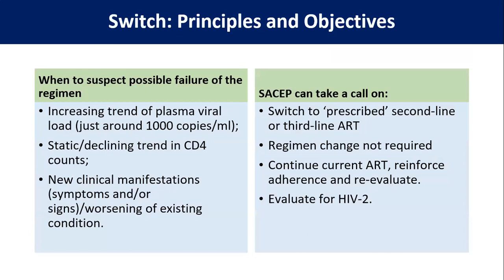Now, when to suspect failure? We have already seen that it is when the viral load is around or more than 1,000 copies per ml or gradually increasing, a static or declining trend of CD4 counts, and new clinical manifestations like symptoms and or signs or worsening of an existing condition. After reviewing the case, the SASAP can recommend a switch to second line or third line ART, or that a regimen change is not required: continue the current ART, reinforce adherence and re-evaluate, or evaluate for HIV-2.